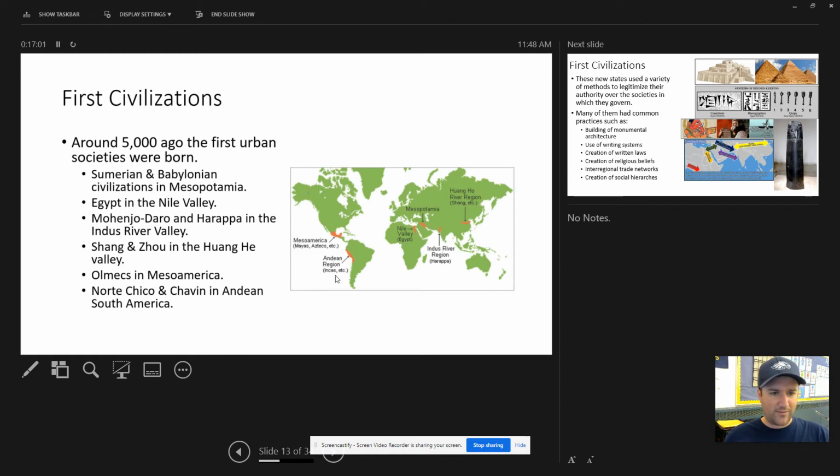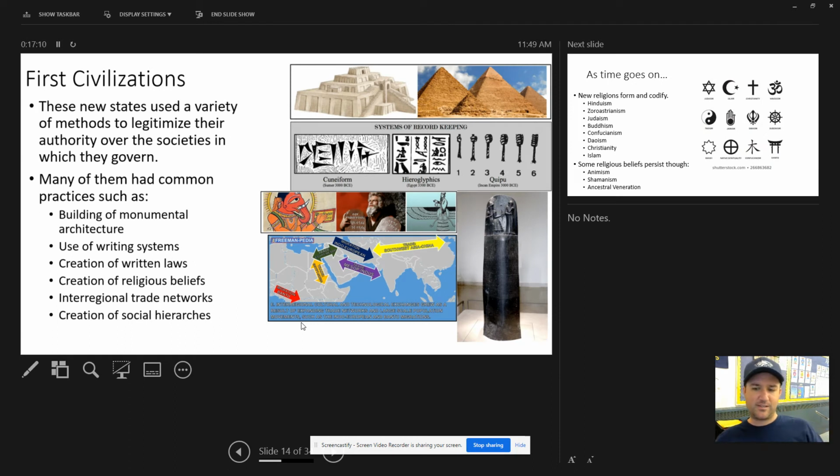The Norte Chico and the Chavín civilizations in South America, particularly in the Andes region, these are some of the first civilizations that developed. And we kind of identify them as civilizations because they do have some commonalities with them. And so, one thing that you see is that these new states, as they develop, they're finding new methods to both justify the rule of the rulers as well as to help organize society even more so. So that all the people have kind of a general guidance or something. I don't know if that's the right term, but understanding of how you function in that society and that human group.